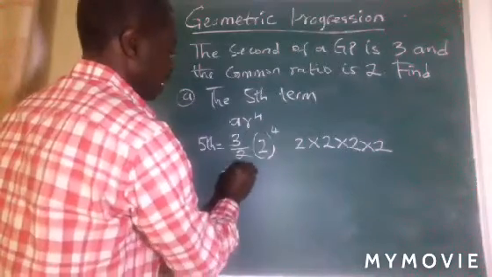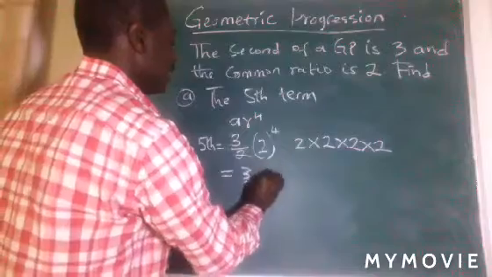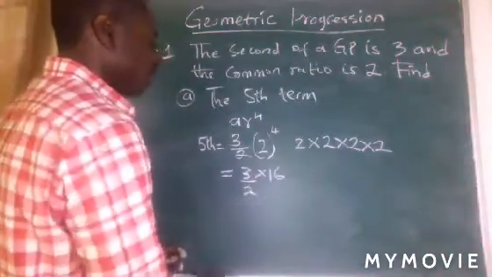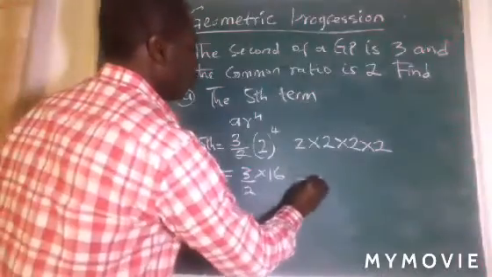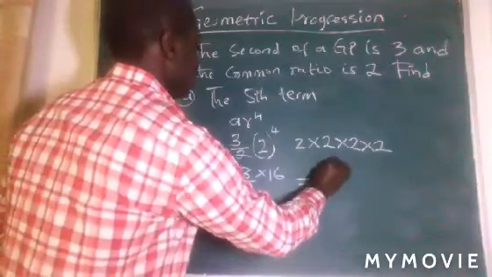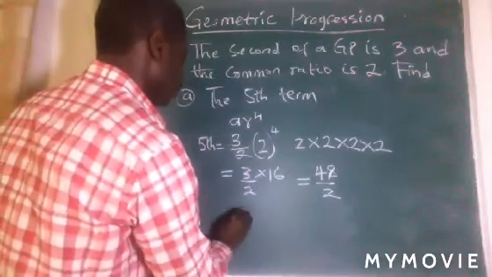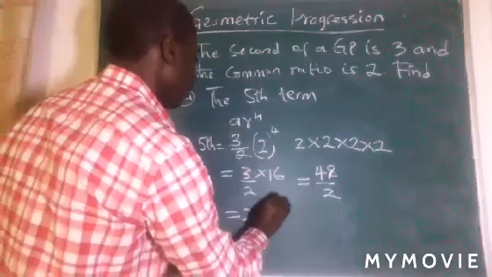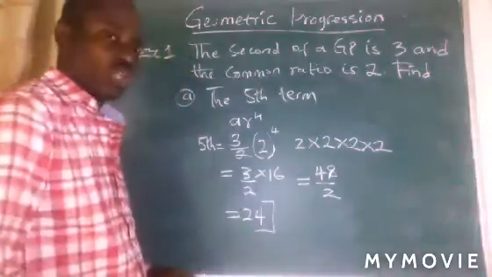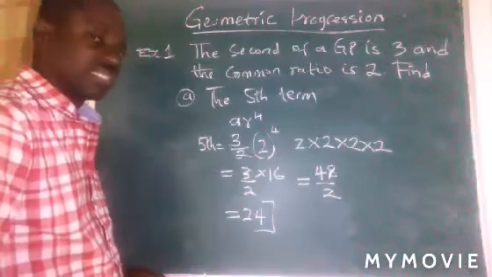So we have 3 over 2 times 16. So 3 times 16 is equal to 48. 48 divided by 2 is equal to 24. So the fifth term is equal to 24. Now let's look for the eighth term.